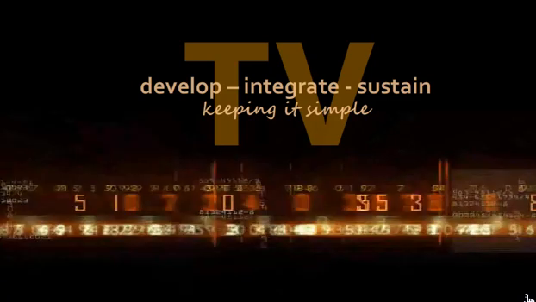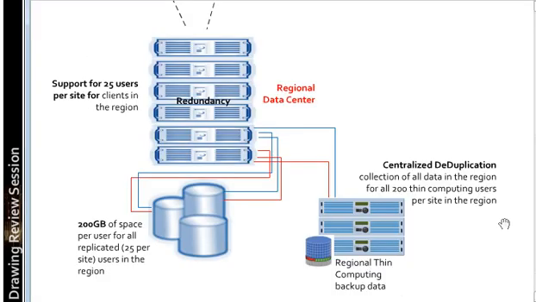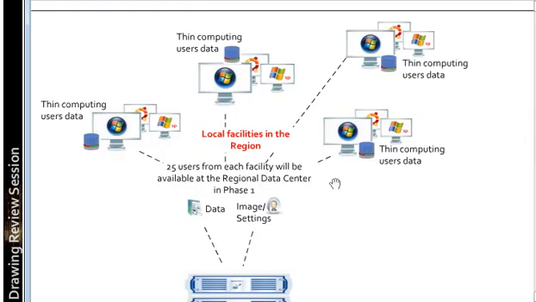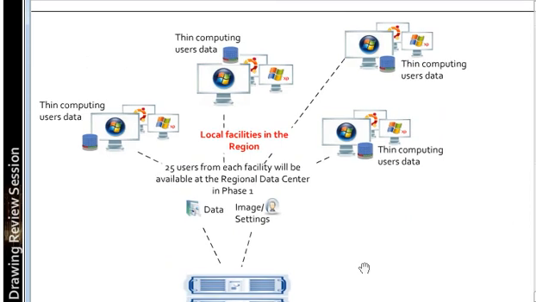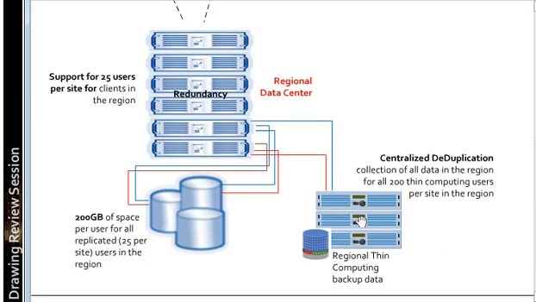Today we're going to continue our discussion on thin computing and phase one of our thin computing implementation strategy here, the regional data center. So the regional data center is going to receive information from the local data centers. And we've talked about this in two other episodes leading up to this one. So let's go ahead and talk about the development of the regional data center. The regional data center becomes a target for all thin computing activities.